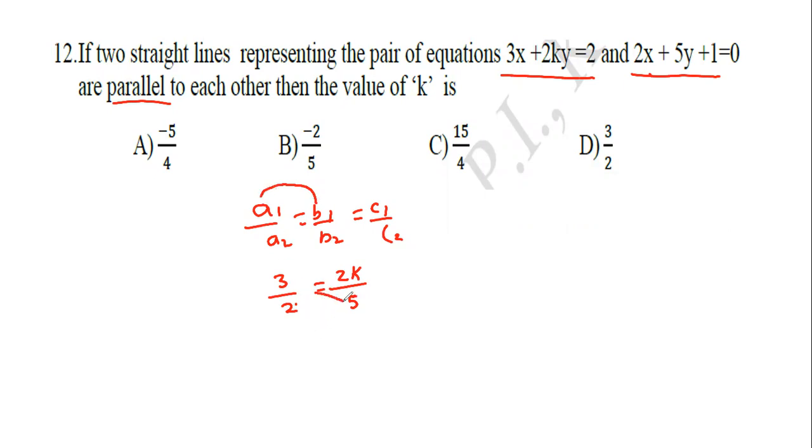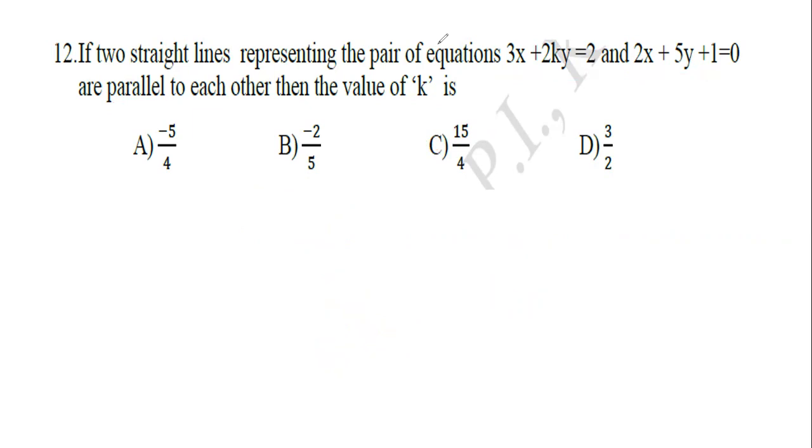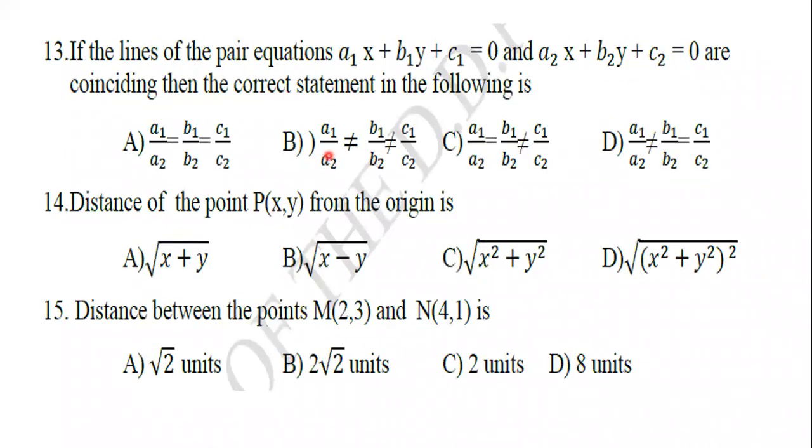Now cross multiply. So it becomes 3 into 5 is equals to 2 into 2k. Okay. 5 3s are 15 is equals to 4k. So k is equals to 15 by 4. So which option is right? Option C is correct, 15 by 4. Next sum. Twelfth question over. 13th question.